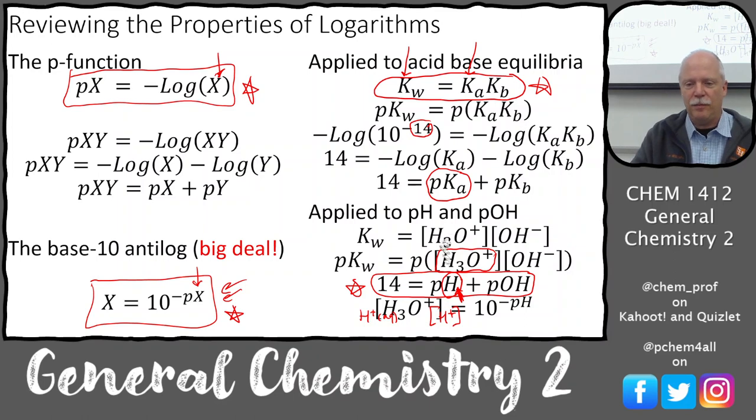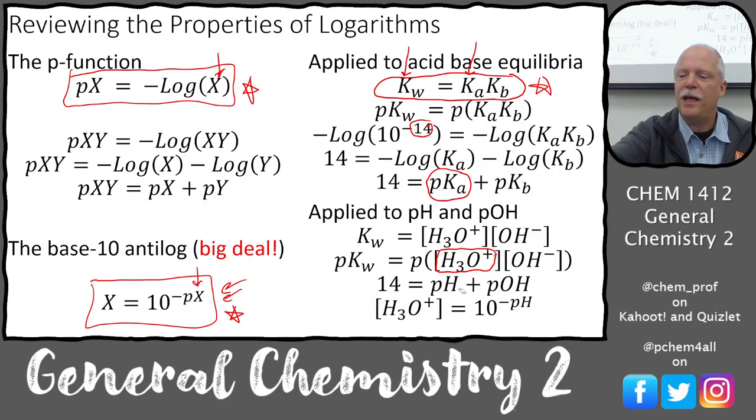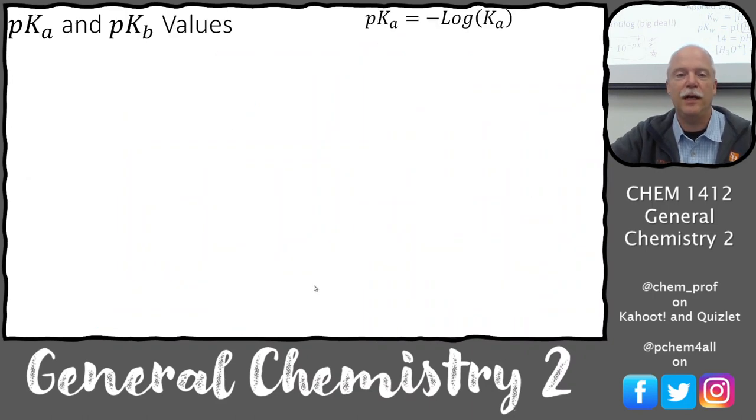And so then, down here at the bottom, I finish it out. You could find the hydronium ion concentration by taking 10 to the minus pH, and 10 to the minus pOH would give you the hydroxide ion concentration. So let's put these into play.